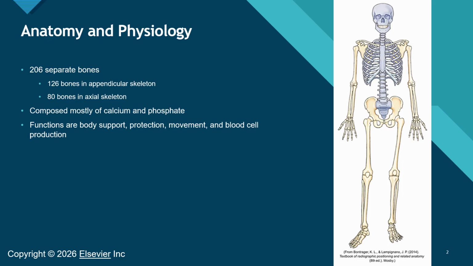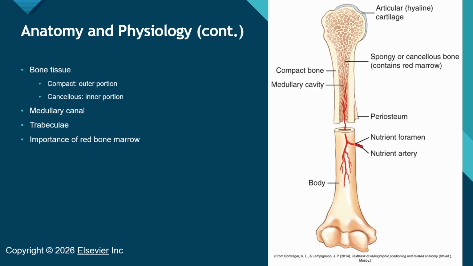Bones are composed of mostly calcium and phosphate. The primary functions are body support, protection, movement, and blood cell production. There are different types of bone tissue. There is compact, which is the outer portion of the bone, and then on the inside there is the medullary cavity, which is made up of cancellous bone.